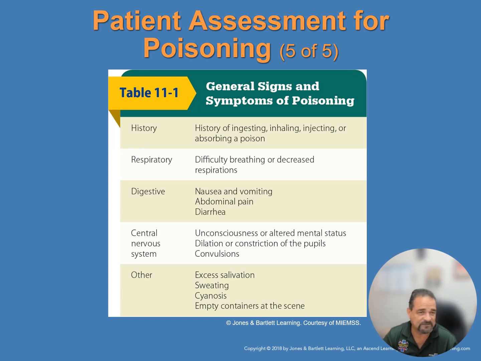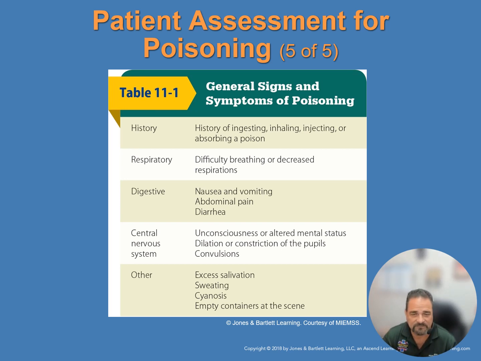All right, some general signs and symptoms of poisoning. This is in your book, Table 11-1. The history, respiratory system, digestive system, central nervous system, and other things are what we look for. A history of ingesting, inhaling, injecting, or absorbing a poison. Any respiratory problems like difficulty breathing or decreased respirations. For the digestive system, nausea, vomiting, abdominal pain, and diarrhea. When we talk about the central nervous system, are they unconscious? Do they have altered mental status? Do they have dilation or constriction of the pupils? And are there any convulsions?